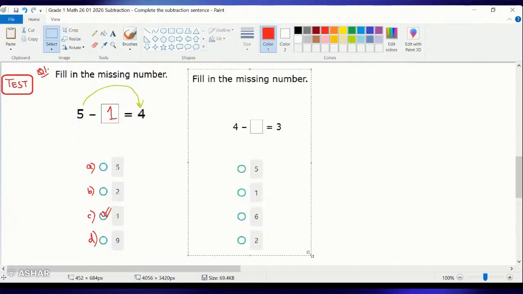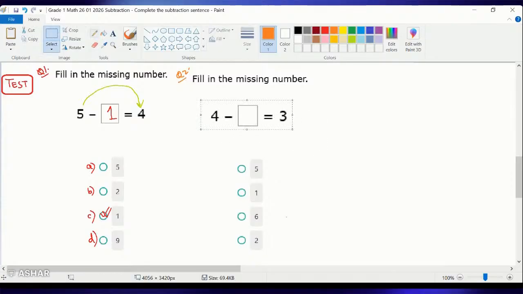Let's have a look at the next question. Question number 2 says, what is 4 minus something and 3 is left? We are left with 3. And the options are A, B, C, and D. Thank you.